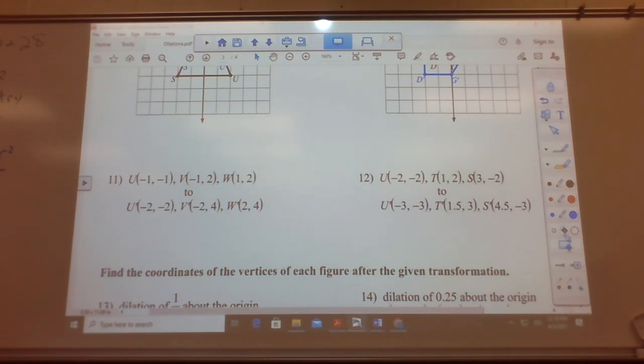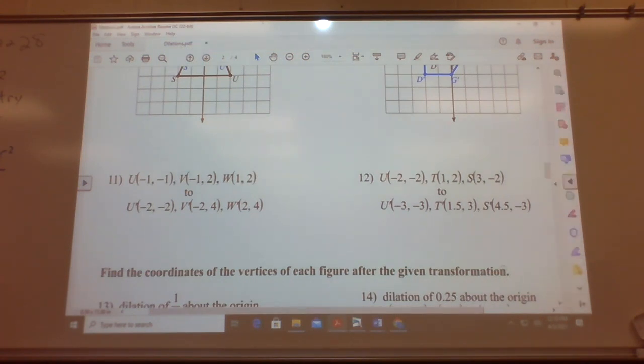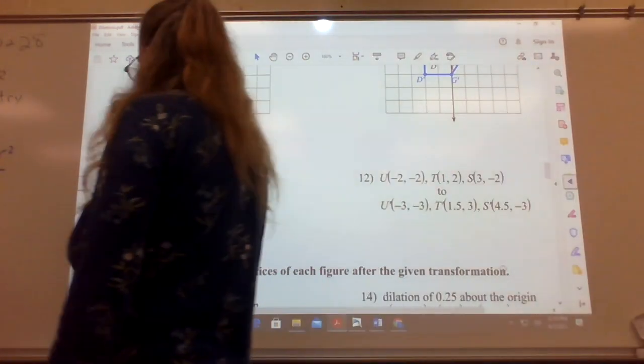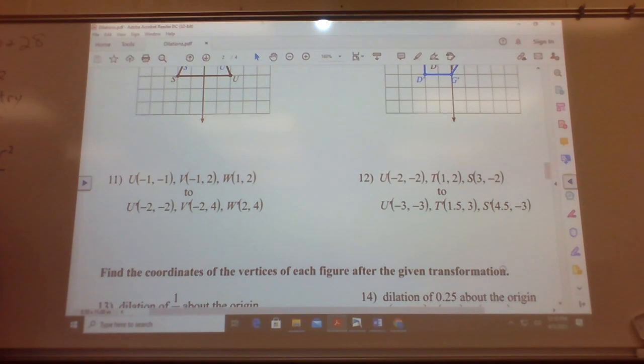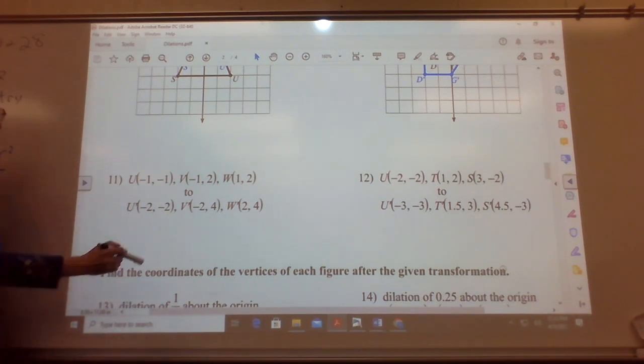And 12. Now 11 and 12 are pretty much the same thing as what we've been doing. It's just not graphed. So you just need to pick one of these. Make sure you put the new on top. Right now it goes old, new, but you want to switch them.